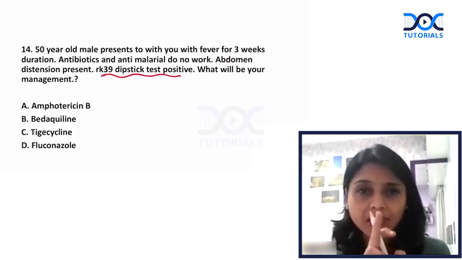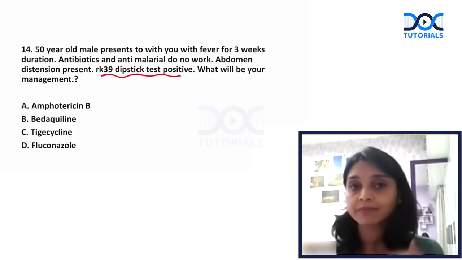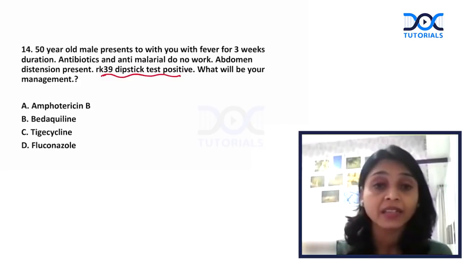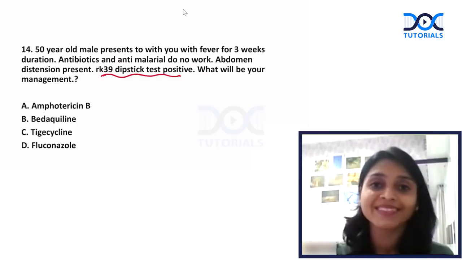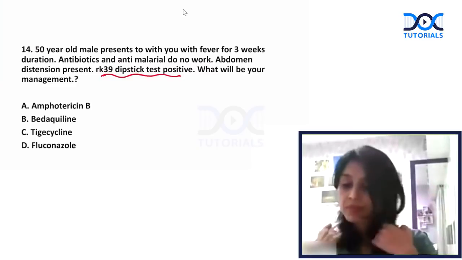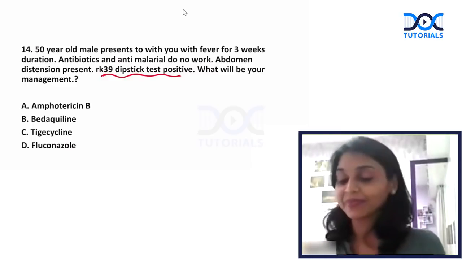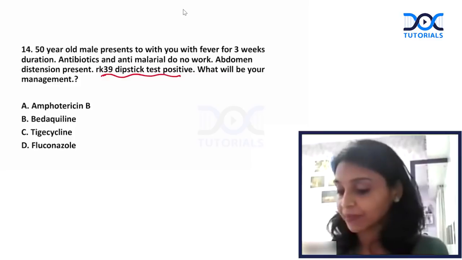By the way, which is the disease? There are two clues towards which the disease is. One is abdominal distension, that means sometimes splenomegaly or hepatomegaly, and RK39. In which disease do you see RK39? Correct. Very good. It is leishmaniasis. Visceral. Very good. Excellent. So you might have got the answer correct, I guess.